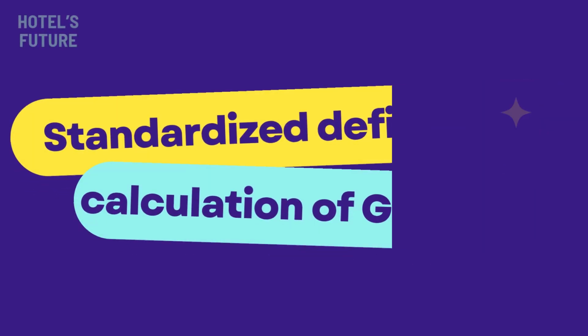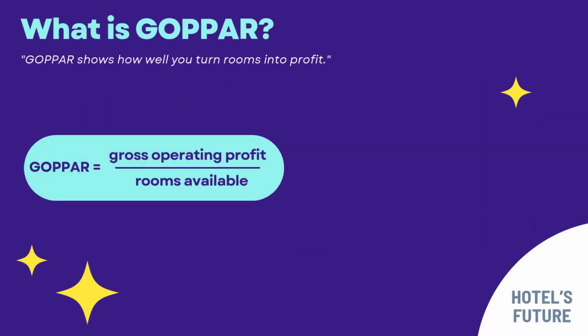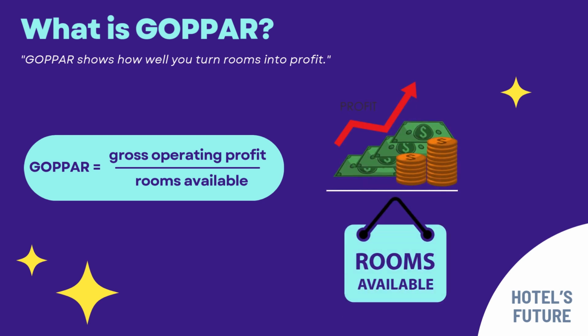Gross operating profit per available room is a powerful KPI that goes beyond revenue to show how efficiently a hotel turns its available rooms into actual profit. You could say it is the most complex KPI we have covered so far, as it combines two key business perspectives: total revenue and operating expenses.